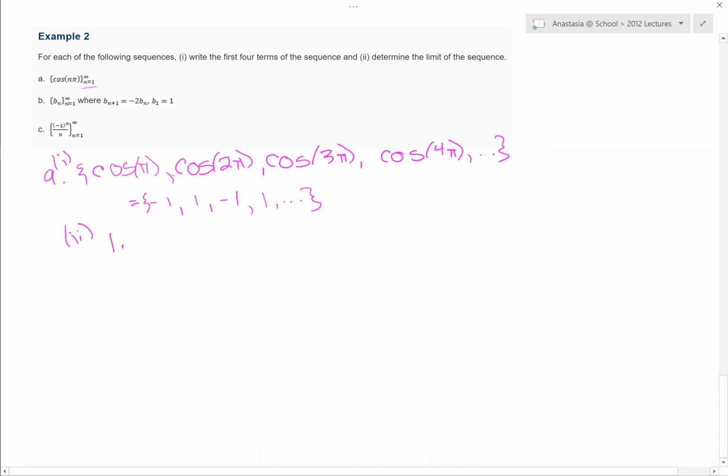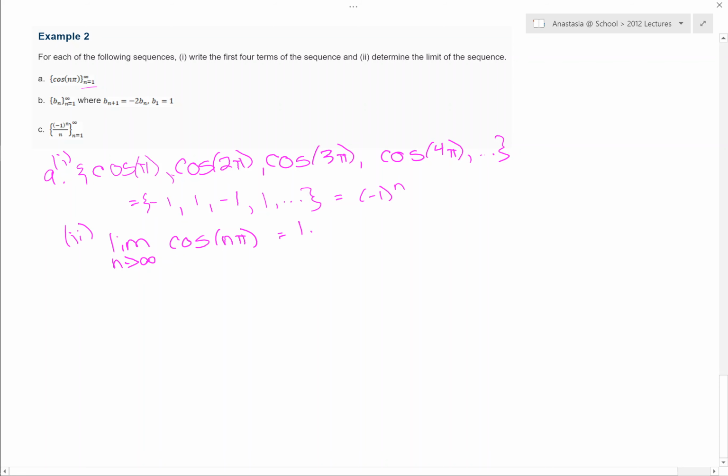For part 2, we need to look at the limit as n goes to infinity of the cosine of n pi. Now remember that for a limit of a sequence to exist, the limit of the sequence needs to approach one unique number. But in this case, the cosine of n pi just simply gives us negative 1 raised to different numbers. So we could actually write this as negative 1 to the n.